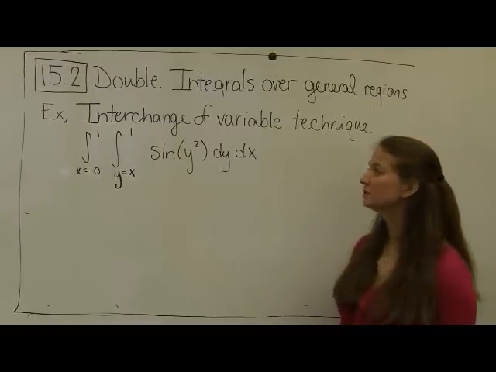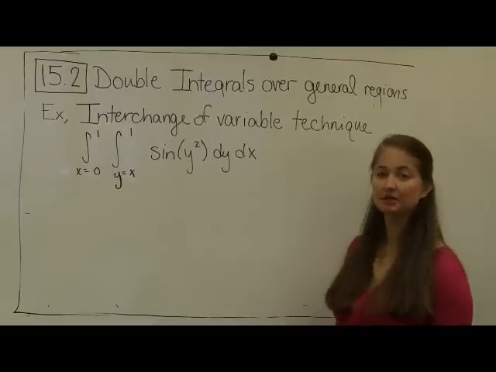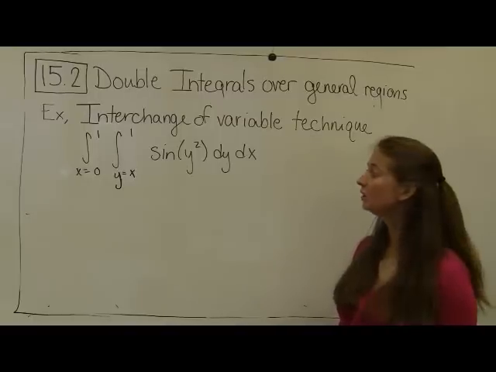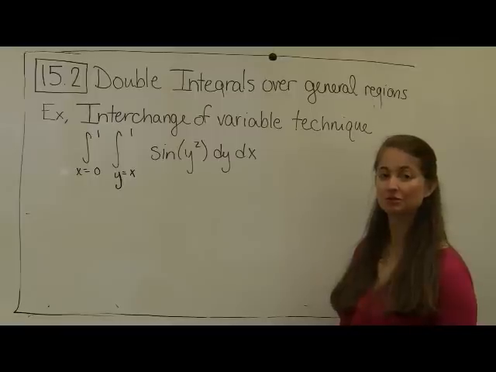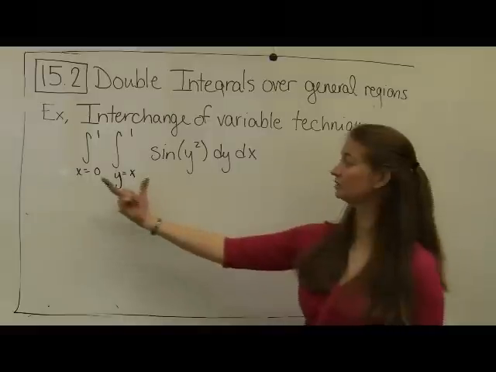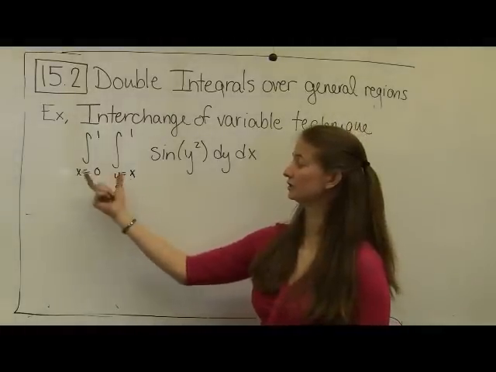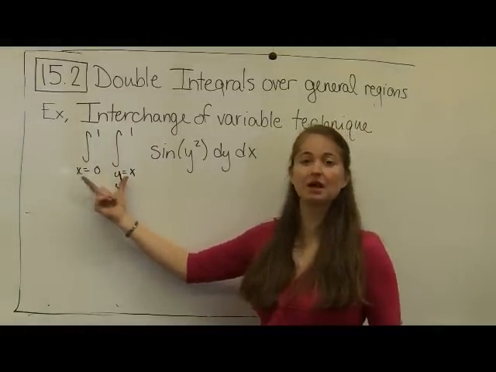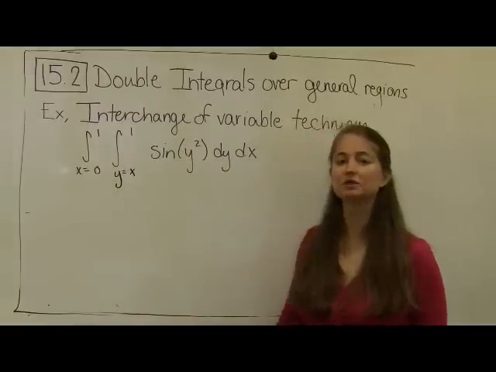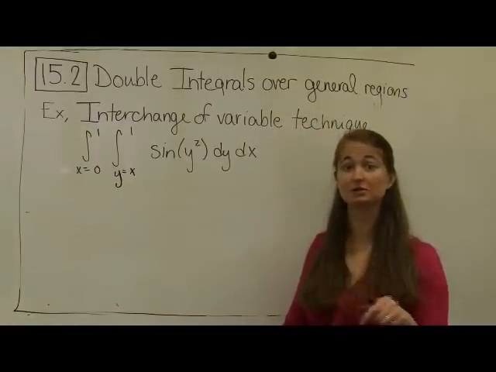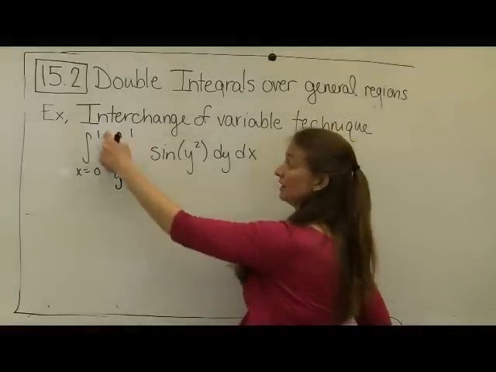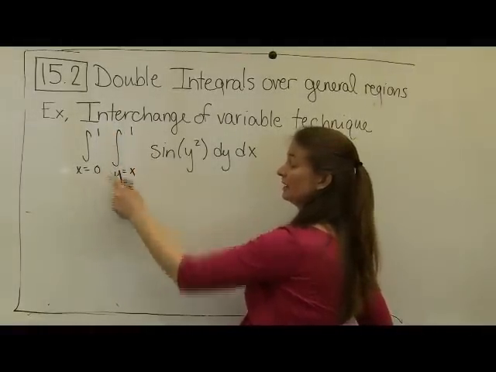So next, we're going to explore an interchange of variable technique when we're dealing with non-rectangular regions. Recall, we already talked about in the last section with Fubini's theorem the fact that we could interchange our order of integration, meaning that we could do the x's first or the y's first, and it didn't matter. The problem with Fubini's theorem is that it only applies when you're talking about rectangular regions. Rectangular regions are nice because you always have constant values on all of your bounds.